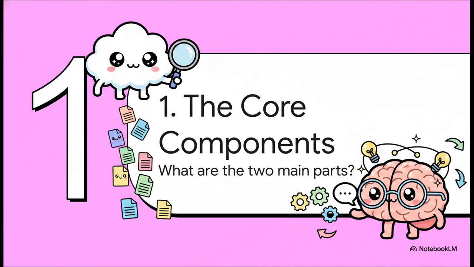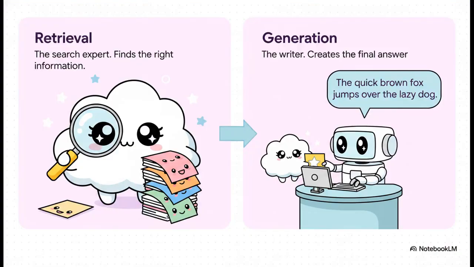Okay, first things first, let's get right to the heart of it. At its most basic level, what are the 2 main engines that actually make a RAG system work? And you'll see, it's a surprisingly simple idea. A RAG system really has 2 distinct parts that work as a team. First up, you've got retrieval.